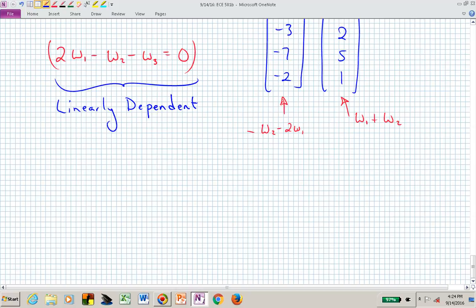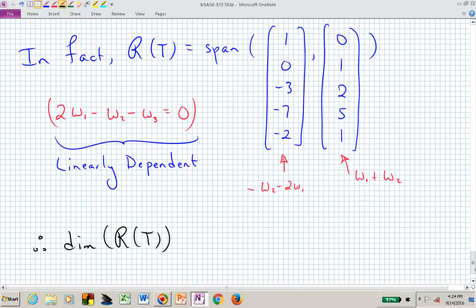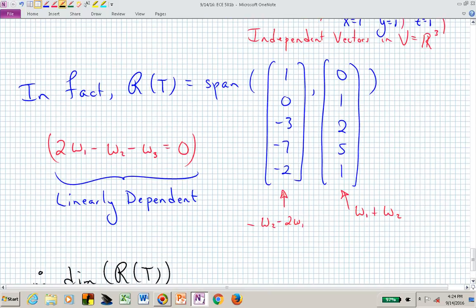Now, if we look at this, what can we see? We see that the dimension, or what is the dimension of the range of T? If the range of T is spanned by these two vectors, are those two vectors linearly independent? Can you multiply one by the other? Or can you multiply one to obtain a scaled version of the other?